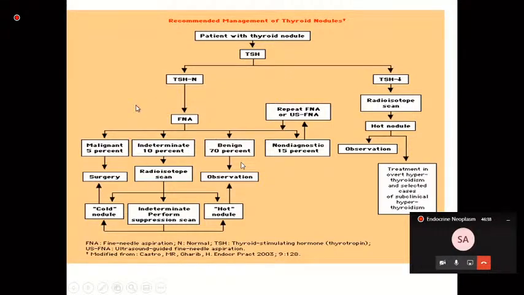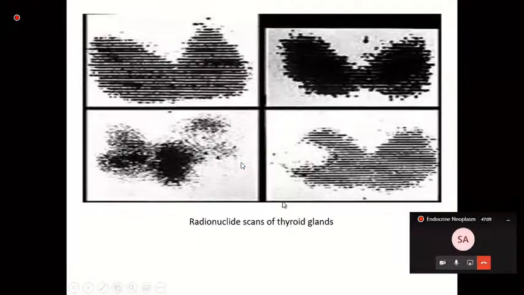And if FNAC is benign, most of the nodules are benign, you know, about 70%. So in this case, just observation, no need for surgery. If non-diagnostic, what is non-diagnostic? Sometimes we didn't aspirate very well or it was less cellular. In this case, we have to repeat the FNAC. This is what we do.